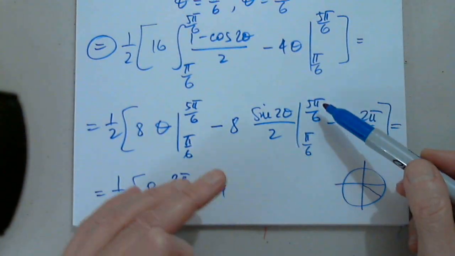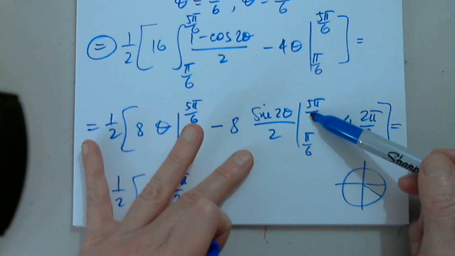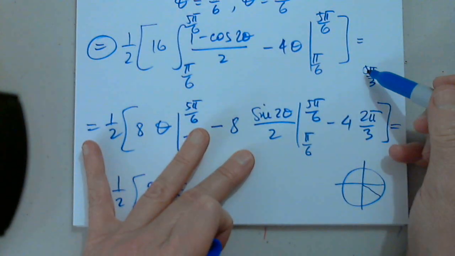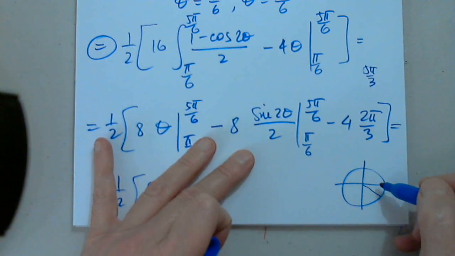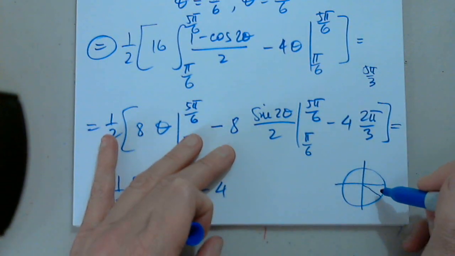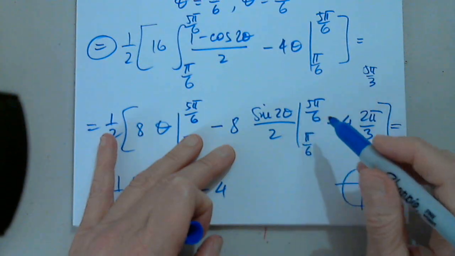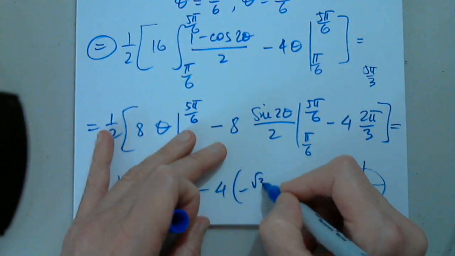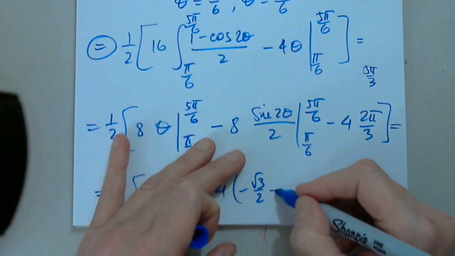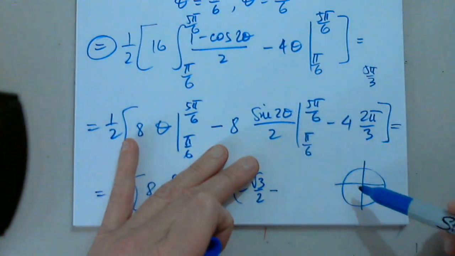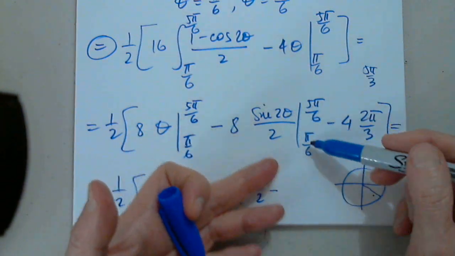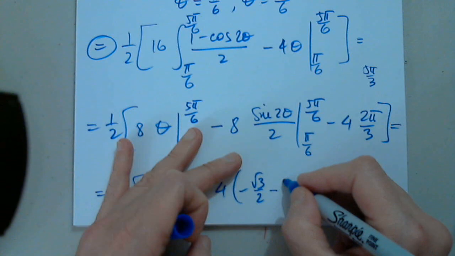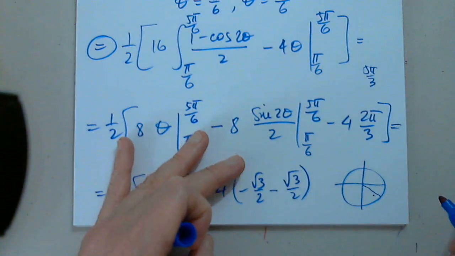So making sure, yes, we have 5 pi over 3, and 5 times 60 is 300. So the angle is in the 4th quadrant, and sine will be negative, negative the square root of 3 over 2. And then minus, when I plug in pi over 3, because it's 2 times pi over 6, which is pi over 3, that is also the square root of 3 over 2.